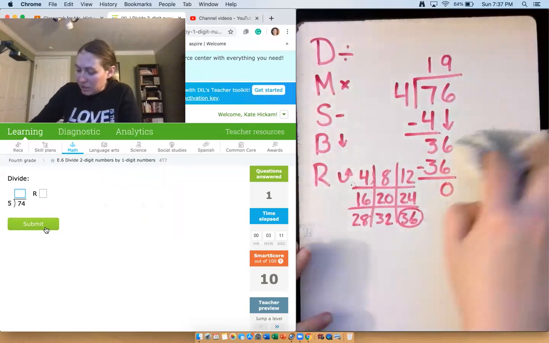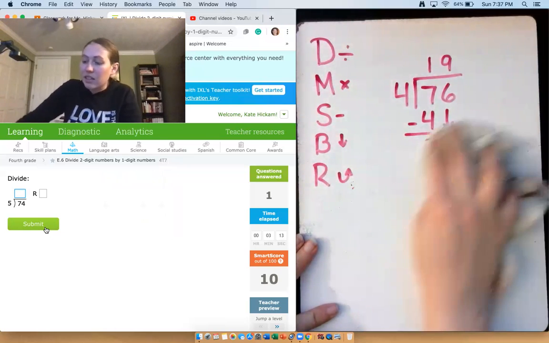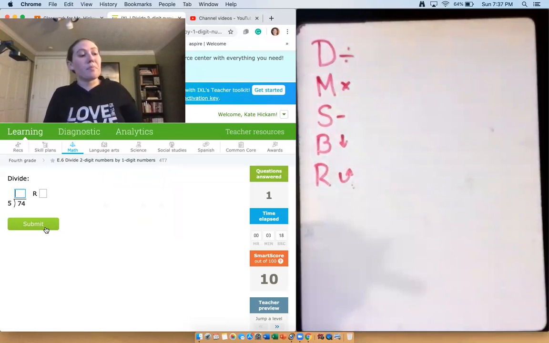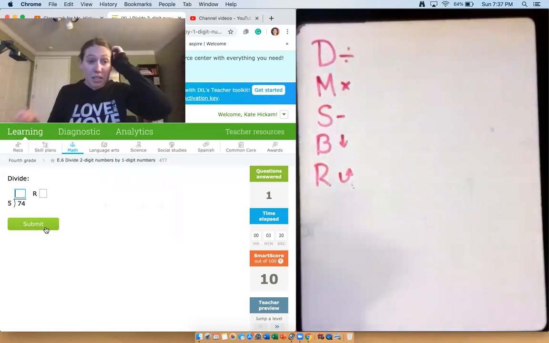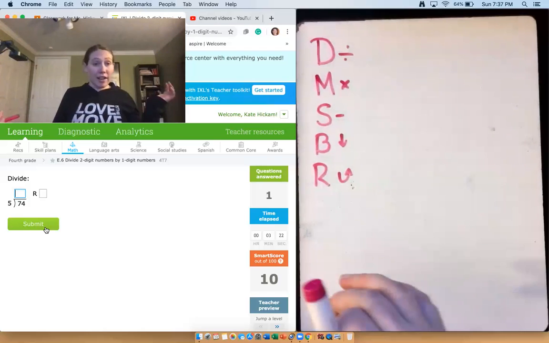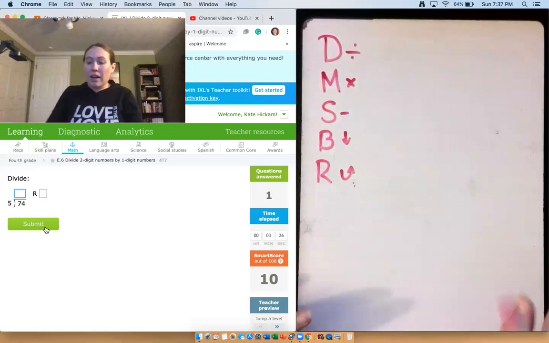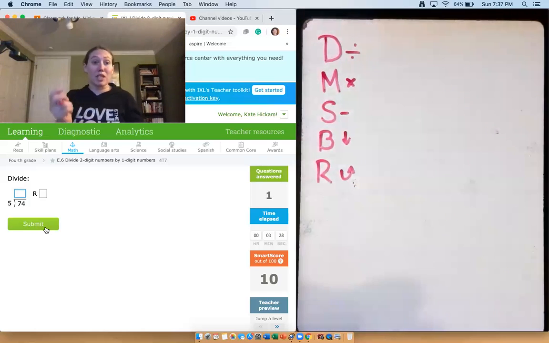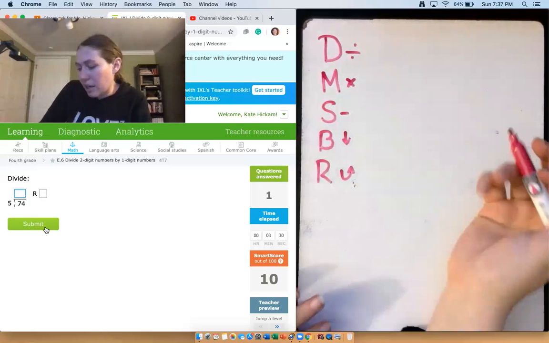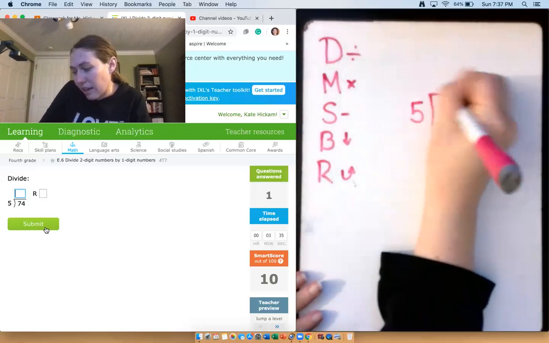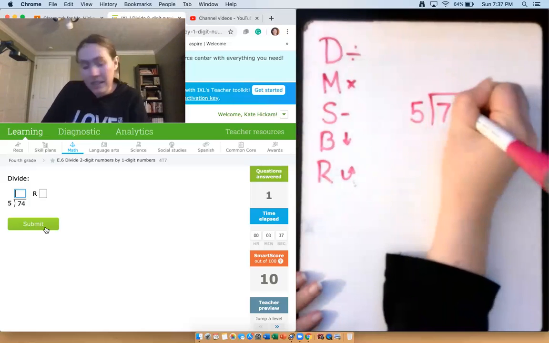I'm going to erase my tic-tac-toe. I would keep a tic-tac-toe for each of the numbers, like I said, on a piece of paper for you. But for right now, I don't have a ton of space, so I'm just going to leave it. But I am going to have my dad, mom, sister, brother, rover up. This time I have 5 goes into 74 how many times?